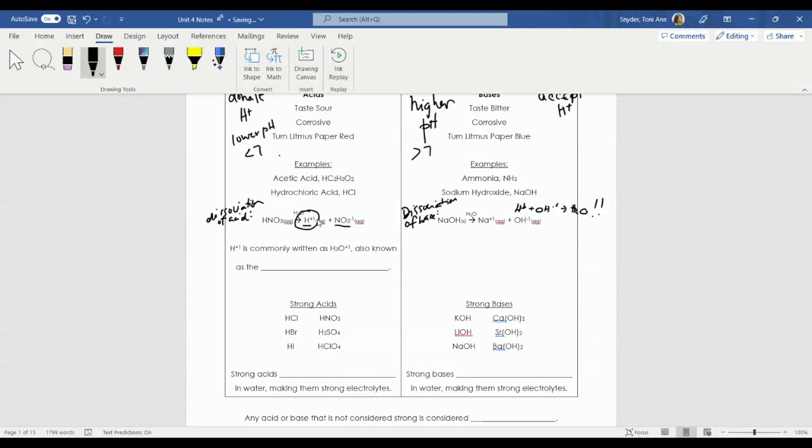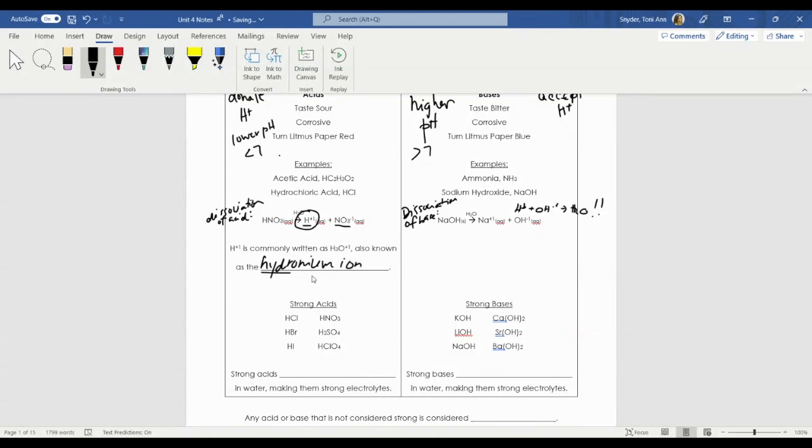So a lot of times, instead of just this, you might see protons commonly written as this right here. So it's basically a water with an extra proton attached to it. And we call this the hydronium ion. Hydro, let me spell this a little bit better. Hydro, and then nium, N-I-U-M, hydronium ion.